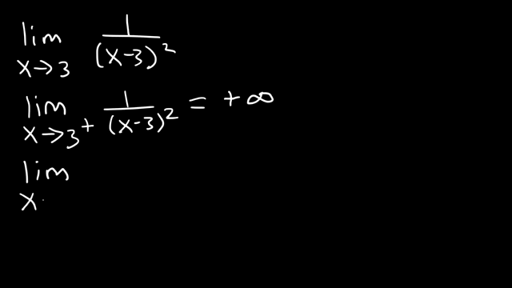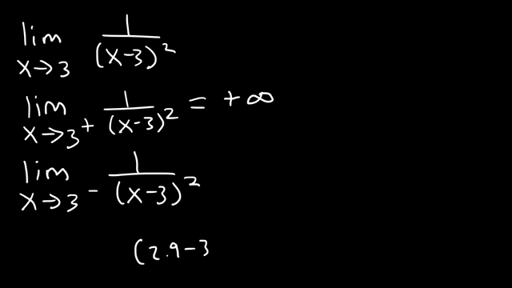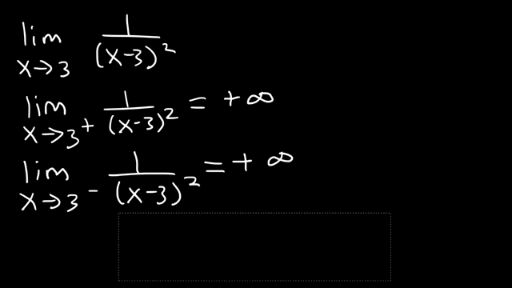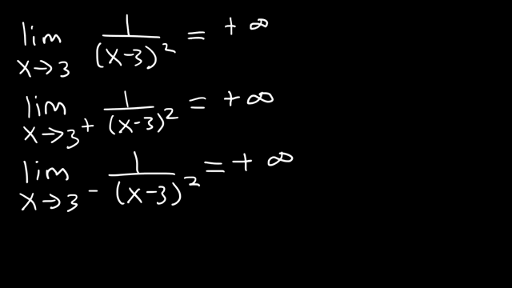Now what about 3 from the left? So let's say we plugged in 2.9. 2.9 minus 3 is -0.1, but once you square it, it's going to be positive. So therefore, we could say that this is going to approach positive infinity. So if you plug in numbers like 2.9 or 2.99, it's going to be the same as the other numbers. You're going to get 100 and 1,000 as well. So therefore, this limit approaches positive infinity.